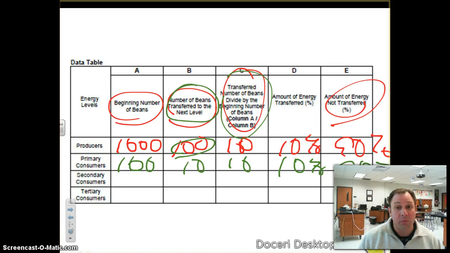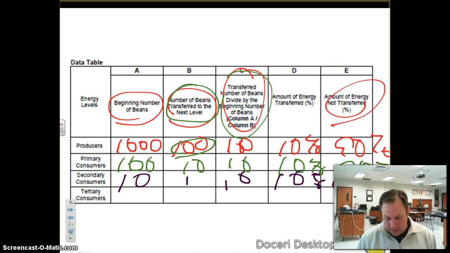So now looking at the next one, secondary consumers. How many do we start off with at our secondary consumer level? Well, remember only 10 beans got transferred, so we only started off with 10. Number of beans transferred from secondary consumers to tertiary consumers, that was 1. A divided by B is still 10, which is 10%. And then how much is left behind? 90%.